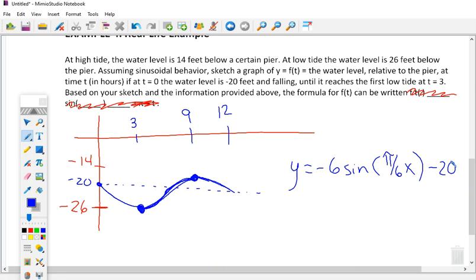There it is. F of t, or in this case I called it y, would be -6 sine of pi over 6 t, minus 20. And I should honestly, instead of using x, be using what variable right here? Everything was relative to what? T. Yeah, so I should probably change that and call this T.